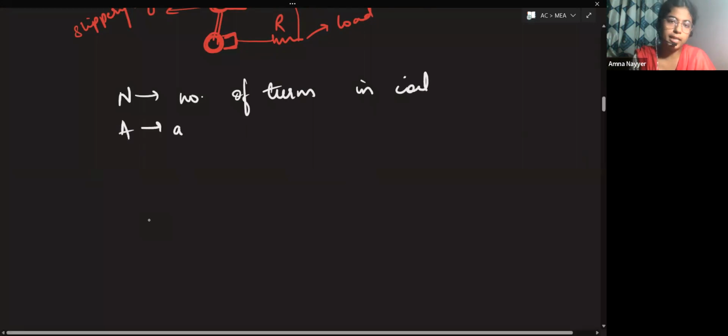These are certain terms I'm specifying. N is what? N is the number of turns in the coil. A is the area of the coil. B is the magnetic field. These terms you are aware of.